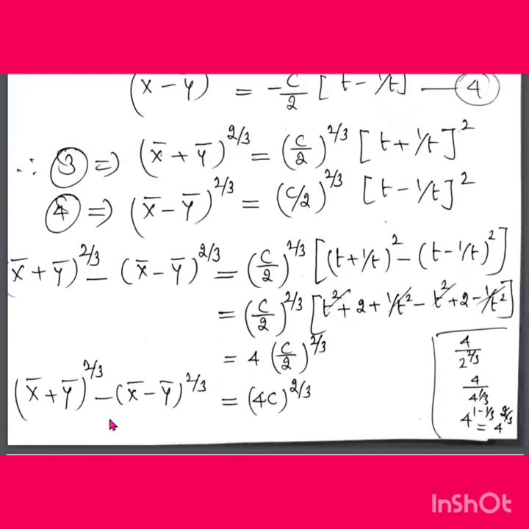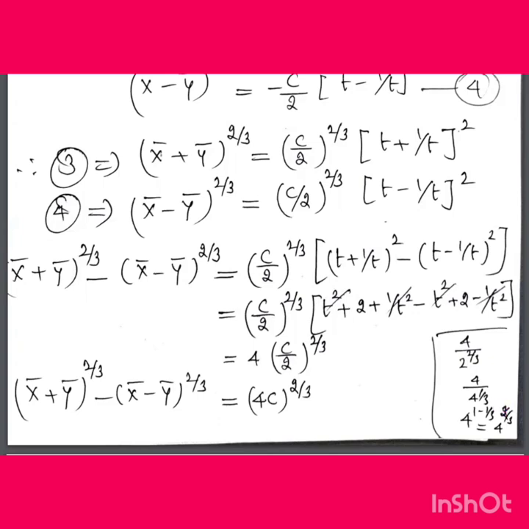So X bar plus Y bar power 2 by 3 minus X bar minus Y bar power 2 by 3, it is equal to 4 C whole power 2 by 3. How will it be? 4 divided by 2 power 2 by 3. So 2 power 2 by 3 can be written as 2 square power 1 by 3. 2 square means 4. So 4 power 1 by 3. 4 divided by 4 power 1 by 3. So 4 into 4 power minus 1 by 3.